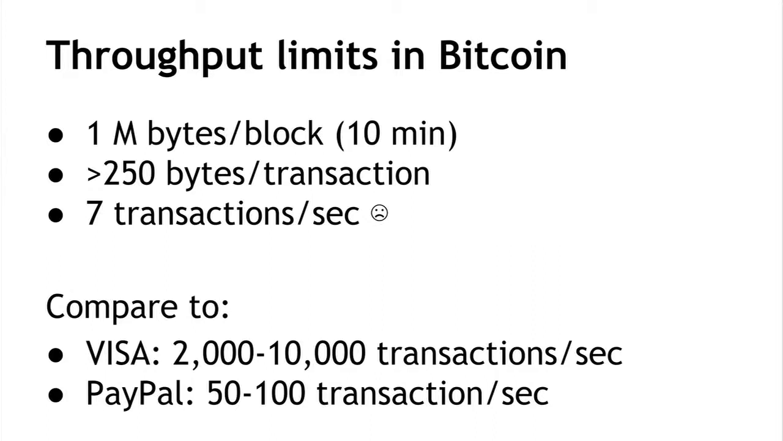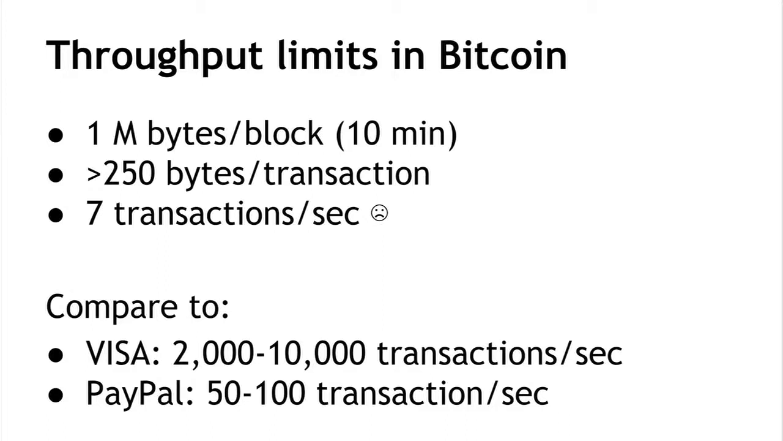How many transactions can the Bitcoin network process per second? So this limitation comes from the hard-coded limit on the size of blocks. Each block is limited to 1,000,000 bytes. And each transaction has to be at least 250 bytes, so if you divide through and the fact that blocks are found every 10 minutes, you're left with about 7 transactions per second, which is all that the Bitcoin network can handle.